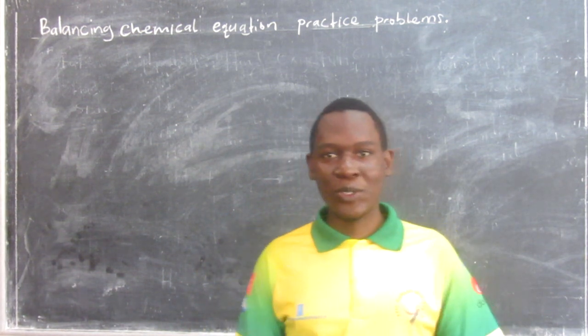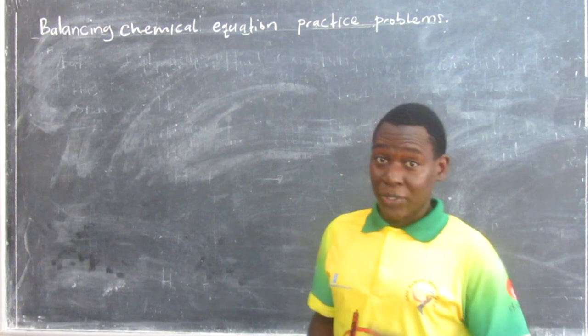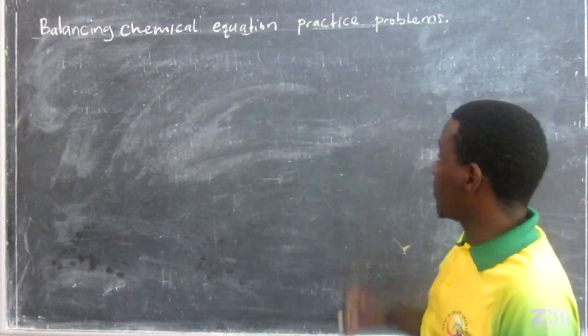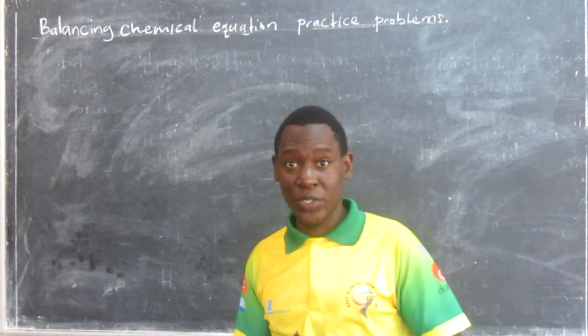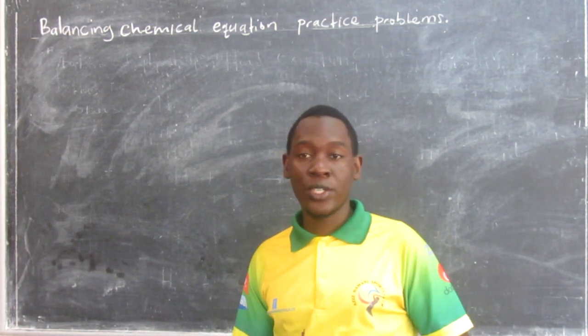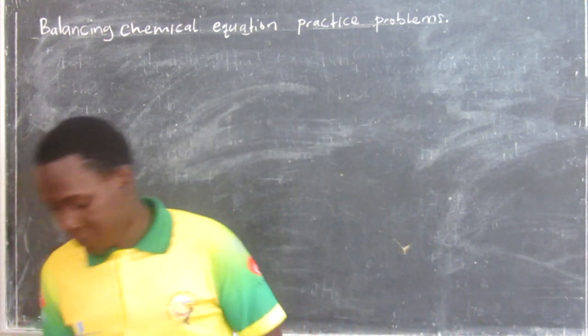Today we're going to have a continuation of our video we had last time. And today we are going to look at practice problems of balancing chemical equations. That's what we're going to look at basically. We're going to do more examples of balancing equations so that we can learn and see how we can balance. Okay, let's start with the first example.